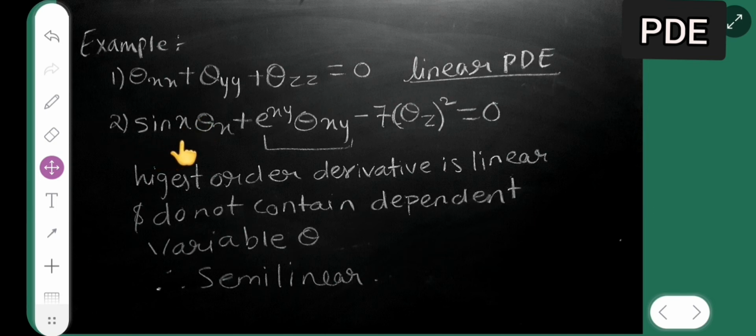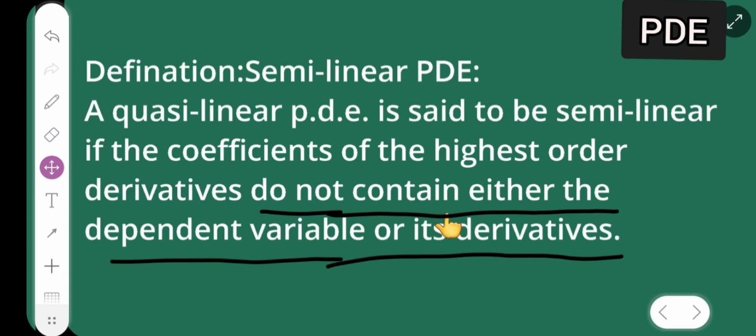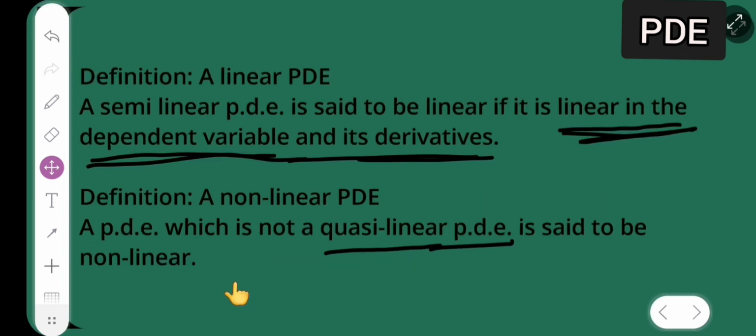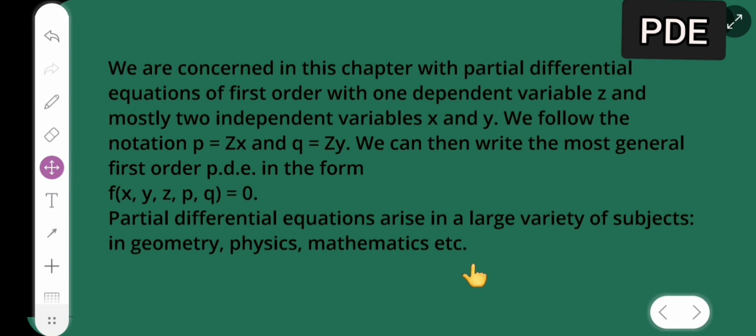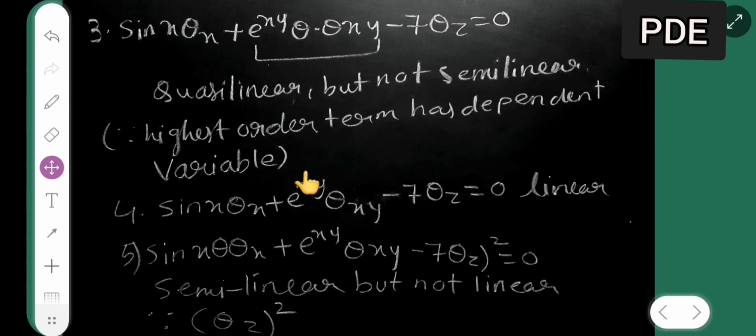Now the second one is: sine of x theta x plus e raised to the power of xy theta xy minus 7 theta z square is equal to 0. Now the highest order derivative is linear and does not contain the dependent variable theta. So it is semi-linear. Now let us see the definition of semi-linear again. The coefficient does not contain either the dependent variable or its derivative. So the highest order derivative is linear and does not contain dependent variables, so it is semi-linear, right?